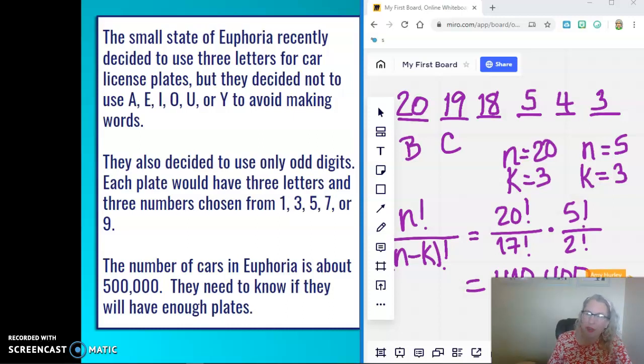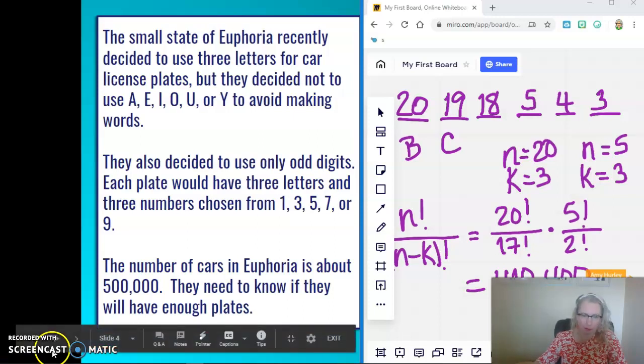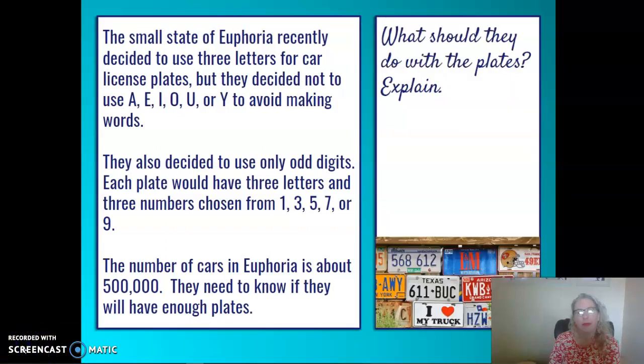So the question in Euphoria is, are there going to be enough license plates? What's the recommendation? Well, if the recommendation is that they have enough plates for at least 500,000 cars, then they're going to need to allow repetition. If they don't allow repetition, they only have 410,000 different ways to make a license plate, which will not cover the 500,000 cars that are in Euphoria.